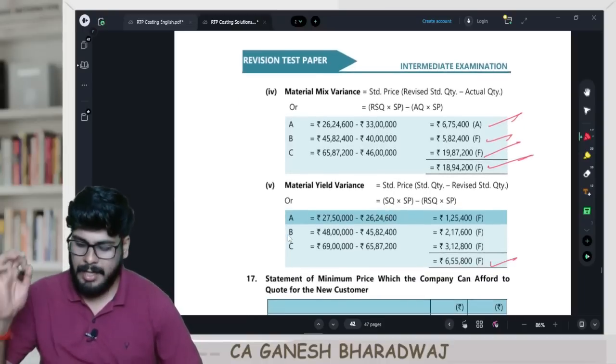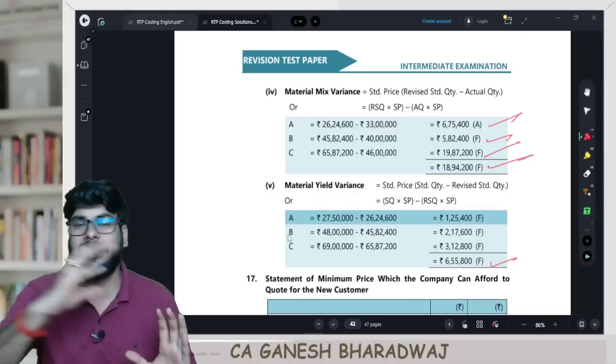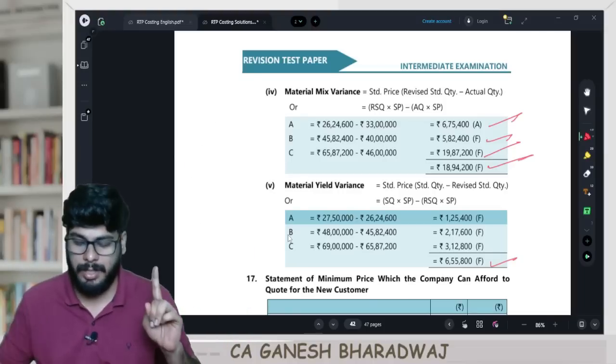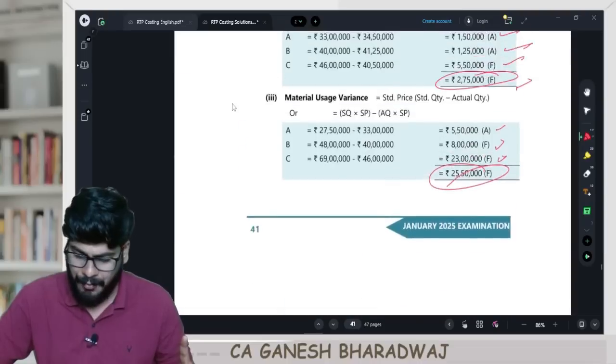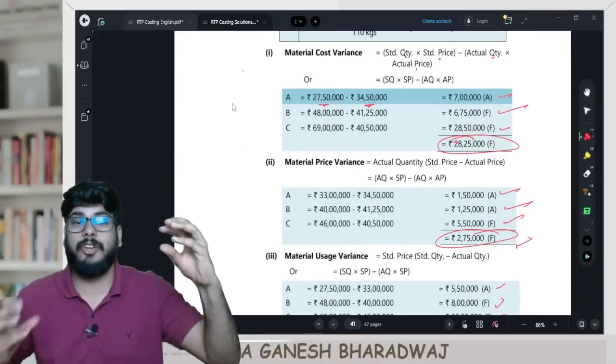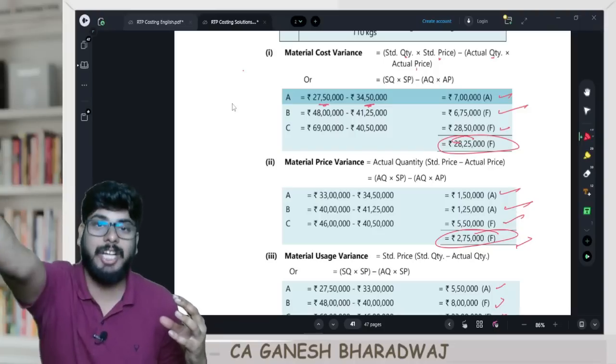If you do it again, it's just an application of formula. You will arrive at 6,55,800 favorable variance. Are you clear with this? Fine. It is just a matter of plugging in the figures. Now the most important thing in this question is what? It is first about calculating the standard quantity and the actual quantity, because per batch detail is given. You need to convert it for the total actual output.